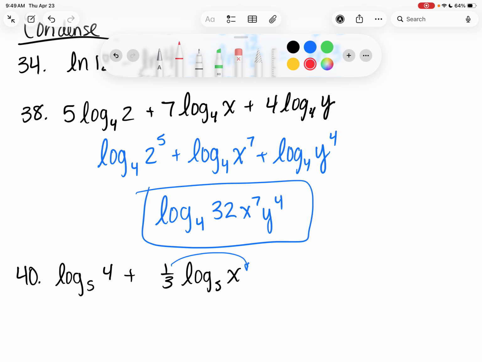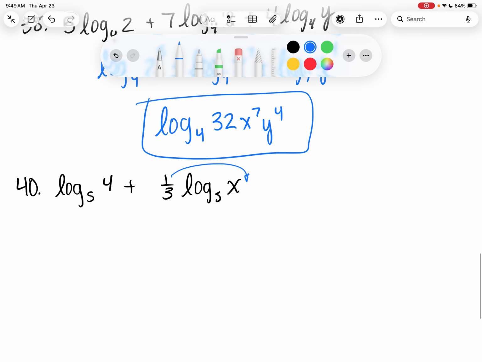So then what would it simplify to when we condense it? Log base 5 of 4, x to the 1/3. Or, like we said, log base 5 of 4 and then the cube root of x, like that. Either way is fine.